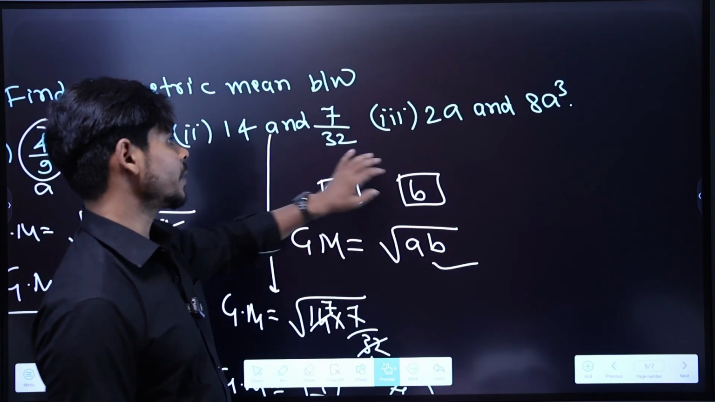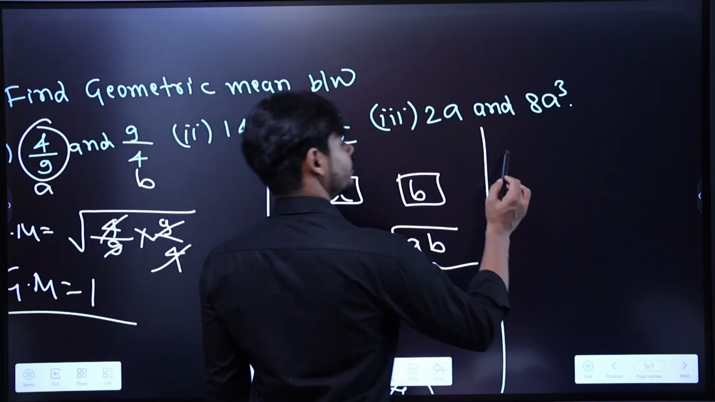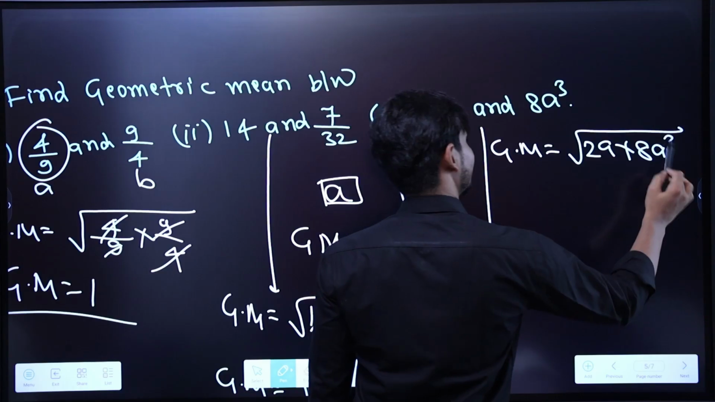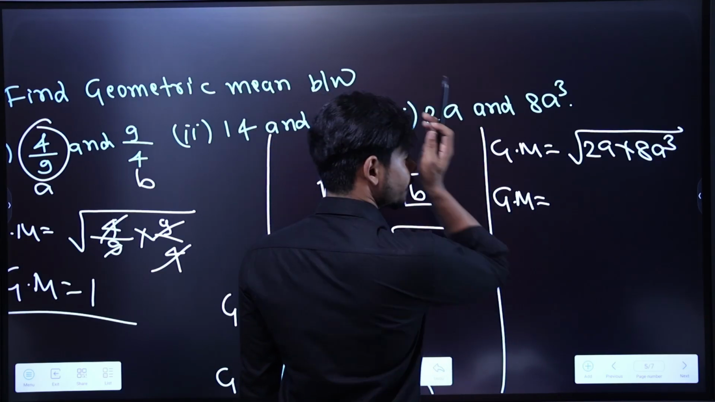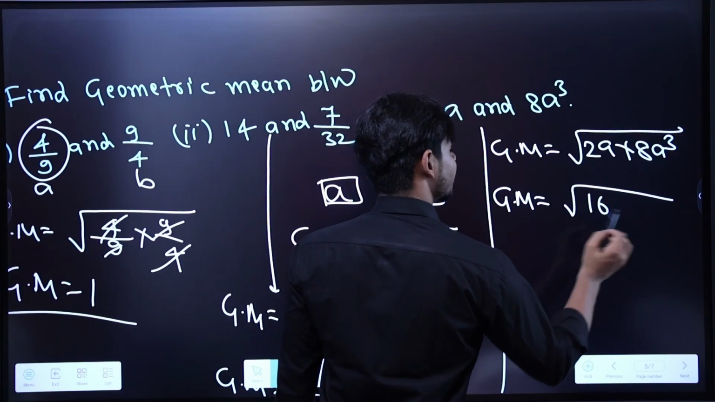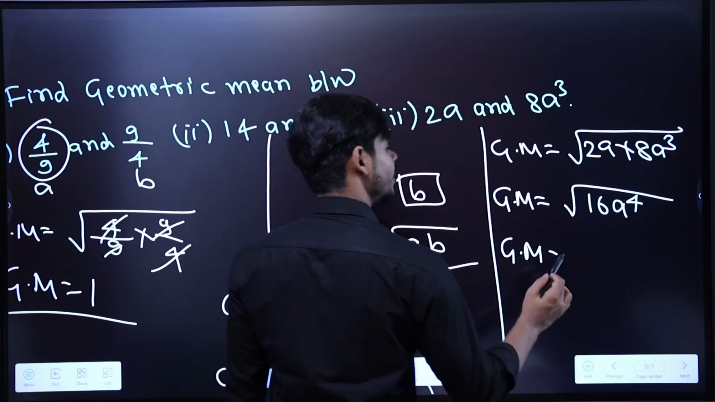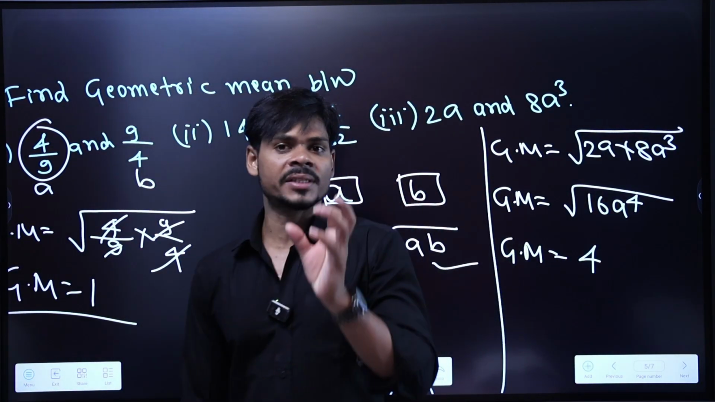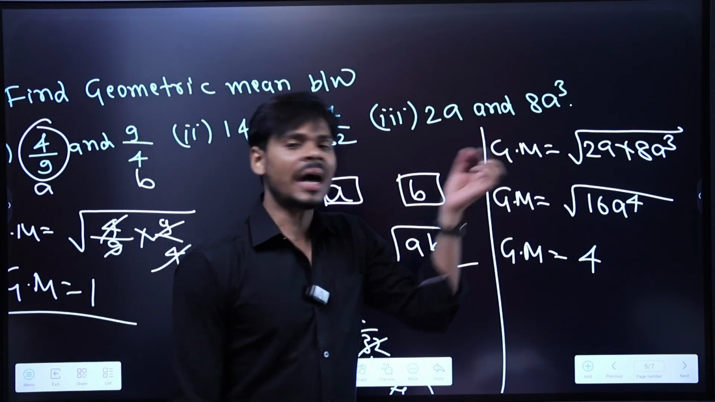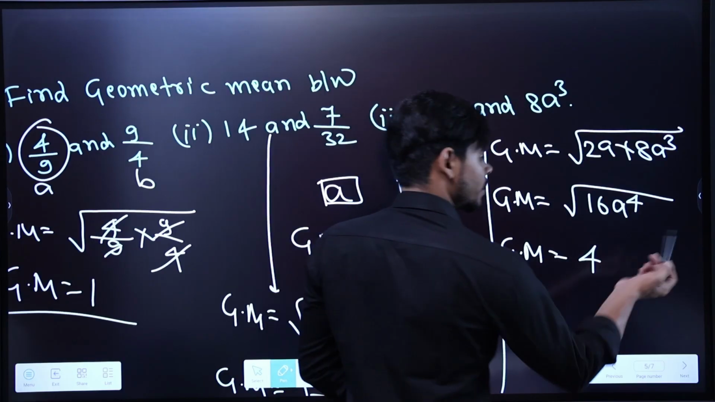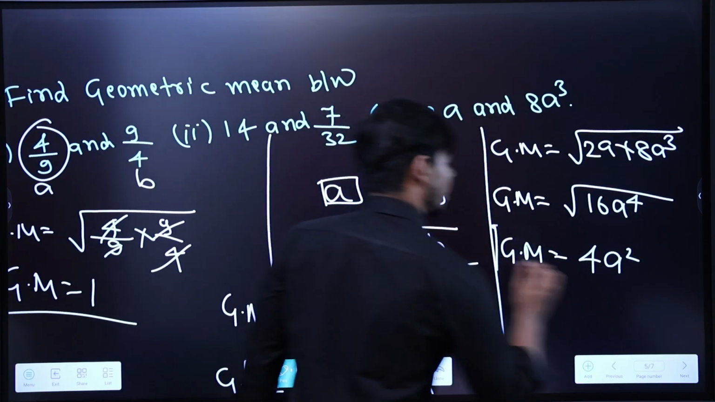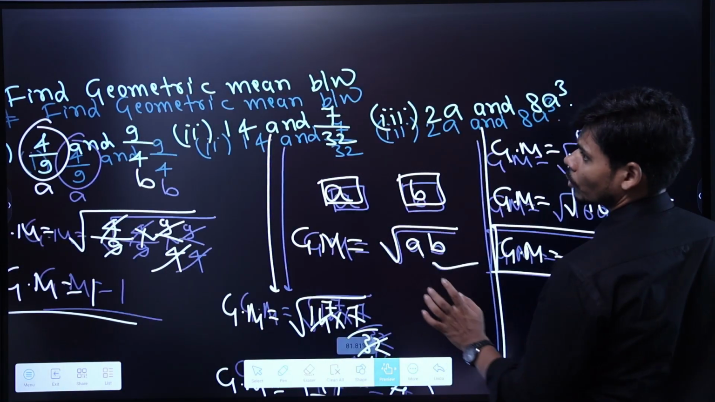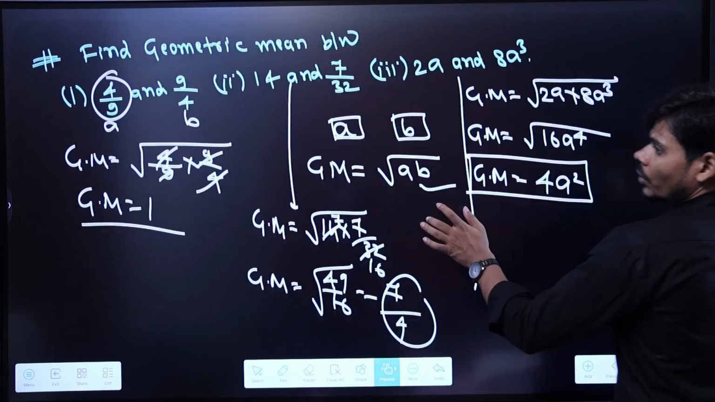In the same way, the third part, the geometric mean will be under root 2A into 8A cube, so under root 16 A raised to power 4. So the geometric mean will be 4 times, square root of 16 is 4, and always remember, when there are exponential powers and you need to find the square root, just make half the power, that's it, right? So if it is A to the 4, just make it half, so it will be 4A square. So this is your geometric mean for these two numbers, and this was all about this question. Got it? Okay, next question.